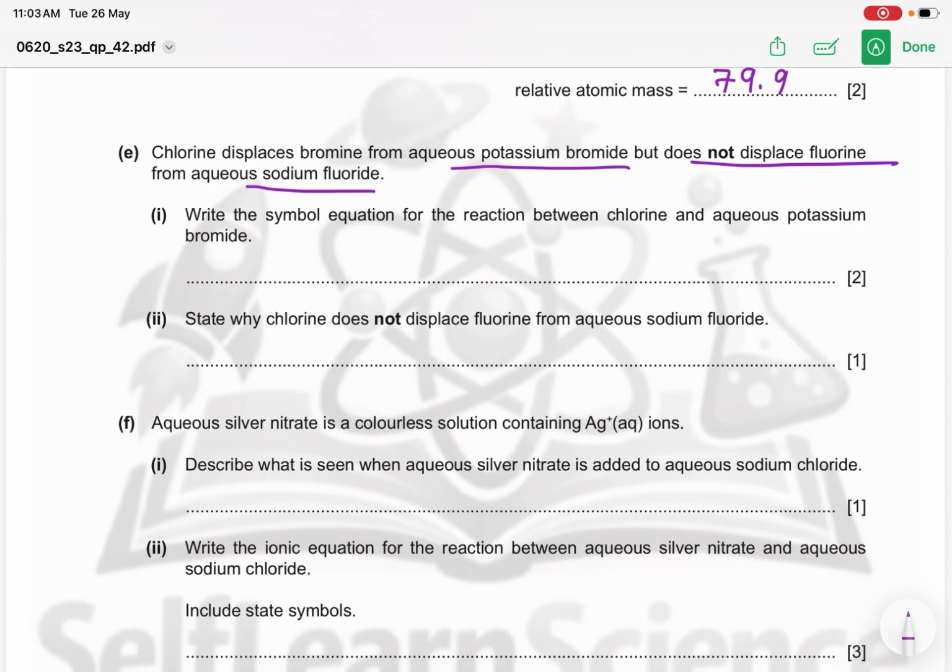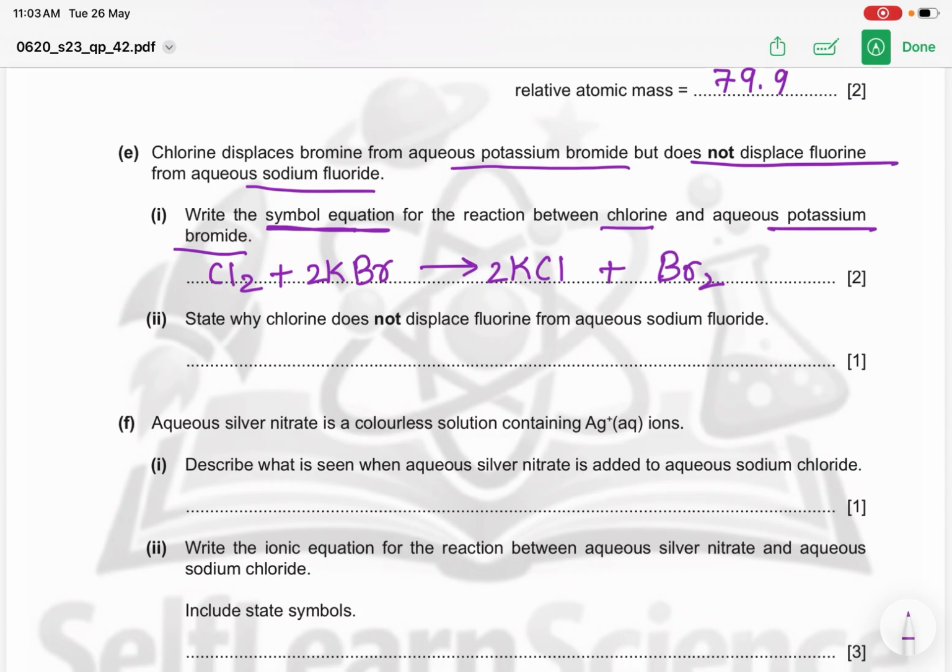We are supposed to write a symbol equation between chlorine and potassium bromide. So we will write Cl2 plus KBr, which is going to form KCl plus Br2. We will have to balance. We have two bromine here and one bromine on the reactant side, so we'll write 2 in front of KBr. Hence we'll have to write 2 in front of KCl also.